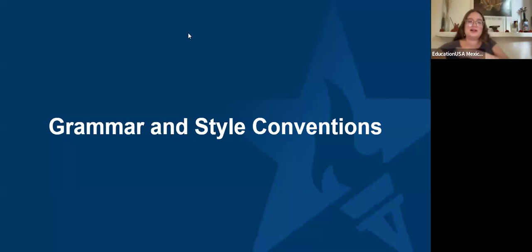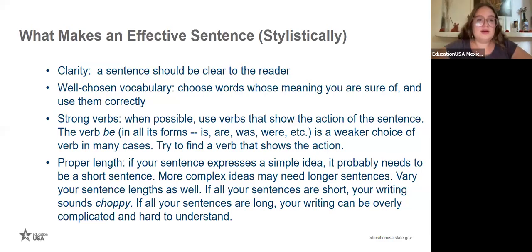All right, next we're going to talk a little bit more about grammar and style conventions. So what makes an effective sentence? Clarity, we've talked about this before. A sentence should be very clear to the reader. A formal sentence isn't necessarily one that's longer. It can be a very short sentence, it can be very formal, and it can be very clear.